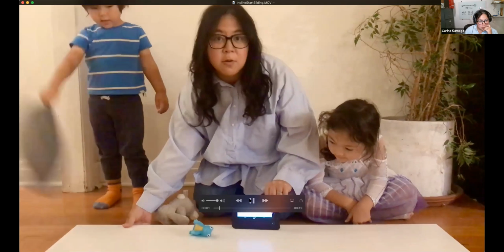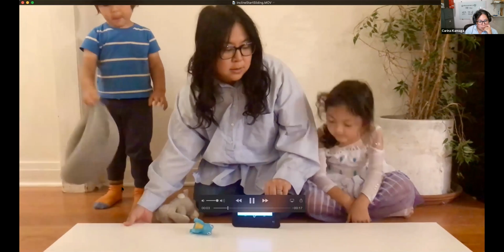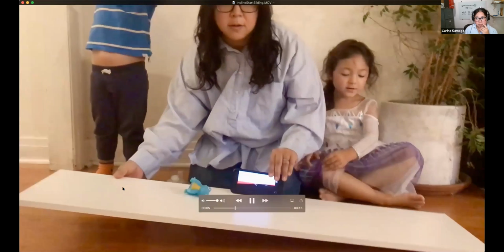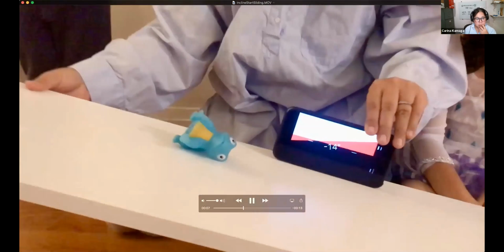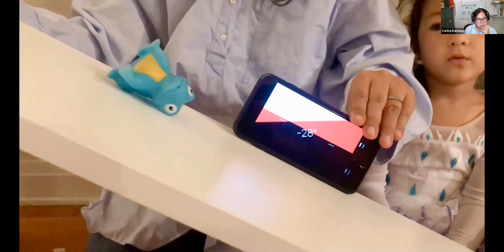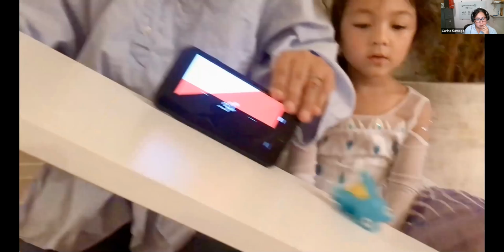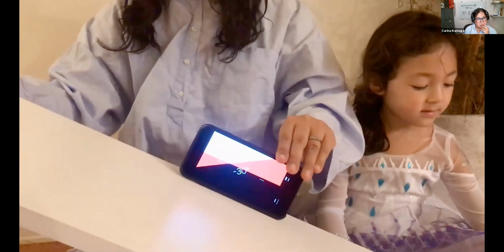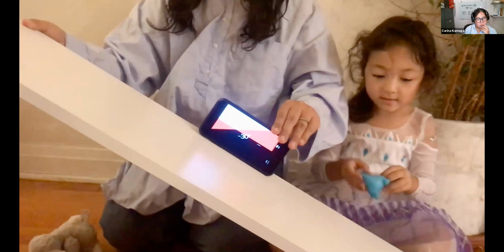Okay, so I'm going to tilt this plane. Plane? What's a plane? It's a slide. So if I increase the angle large enough, at 30 degrees in this case, this little dinosaur starts sliding.